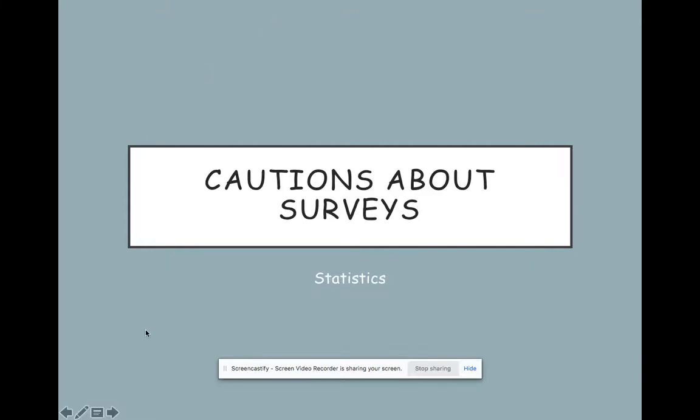So, for today's assignment, we're going to talk about some things that you need to be cautious of and look out for when you're looking at statistical studies and surveys. So, we'll take some notes, and then there is a worksheet for you to complete that looks at different scenarios, and then you're going to describe what maybe went wrong in that particular scenario.